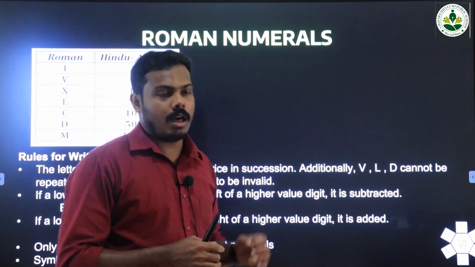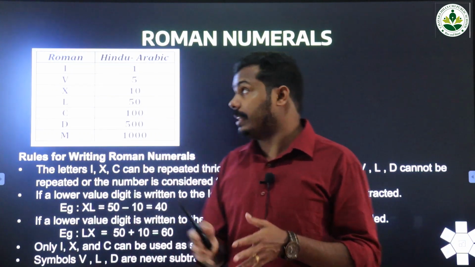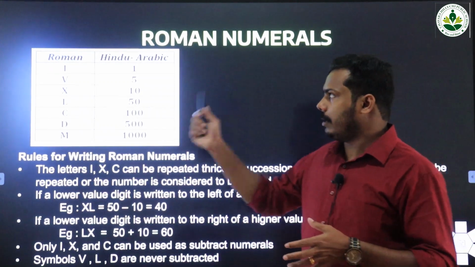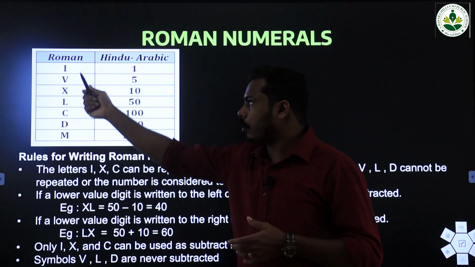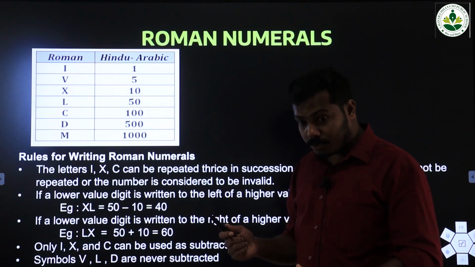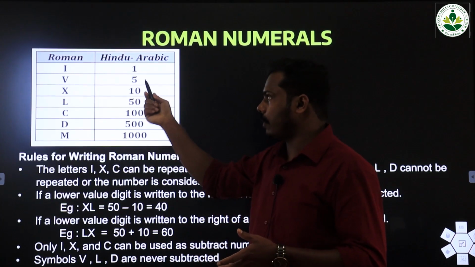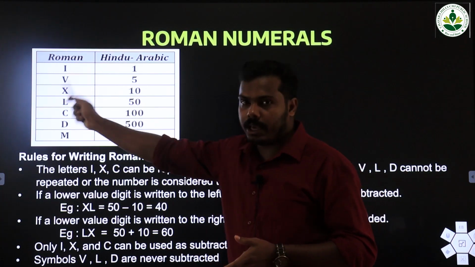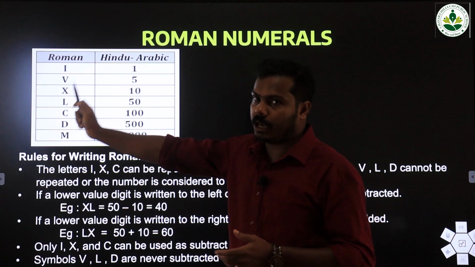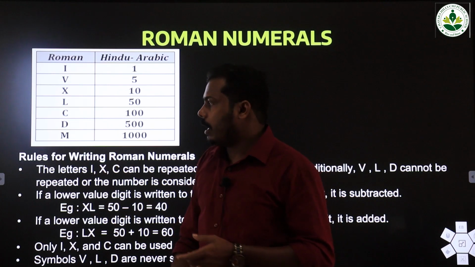First thing was rounding off. The second thing we need to learn today is Roman numerals. You know how to write Roman numerals. Here they gave some Roman numerals and the corresponding Hindu-Arabic numerals, that is our normal system that we use in India. The capital letter I means 1. For 5 we use capital V. For 10 we use capital X. For 50 we use capital L. For 100 we use capital C. For 500 we use capital D, and for 1000 we use capital M.